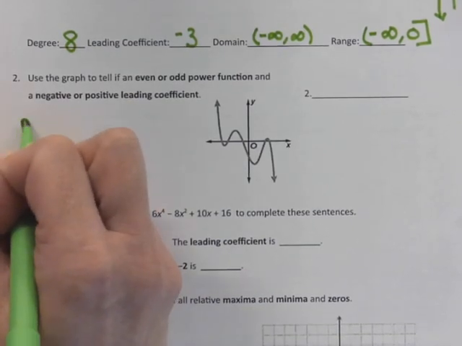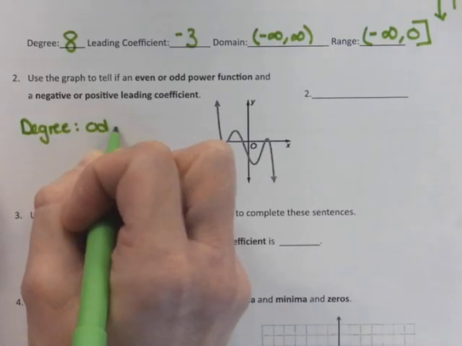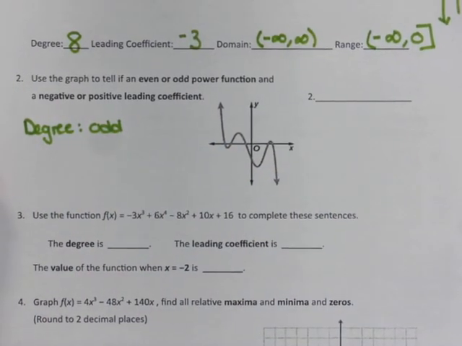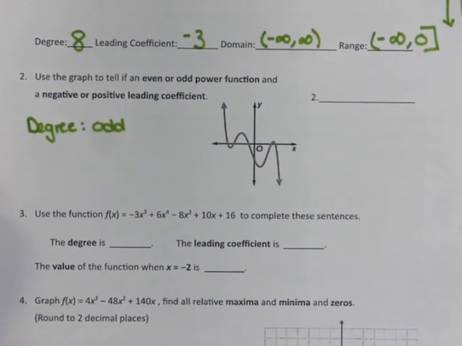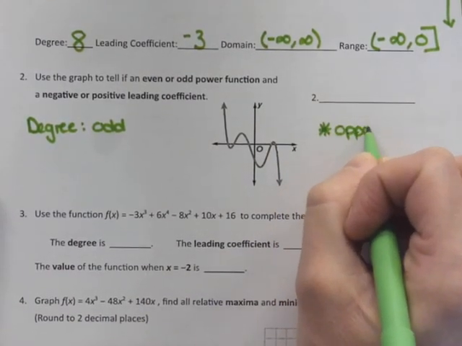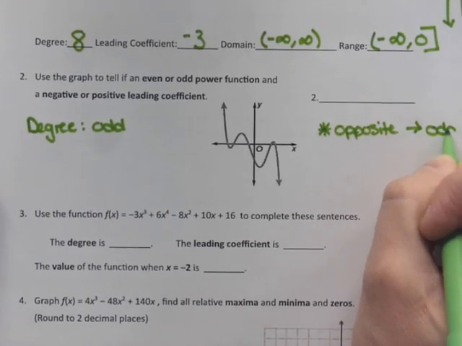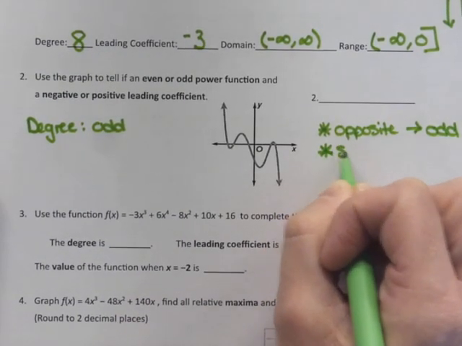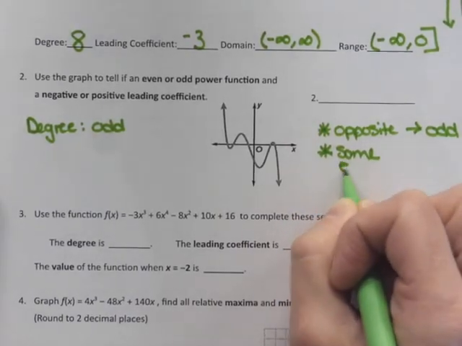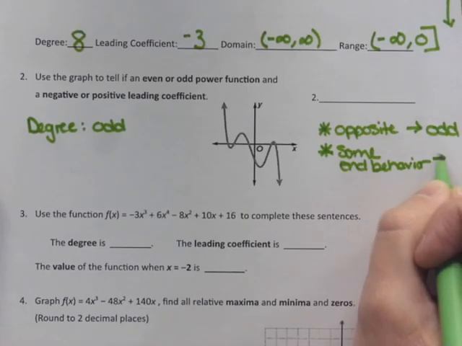What's your degree? Odd. So your degree is odd. So if your end behavior is doing opposite things, it's odd. So opposite goes along with an odd degree. The same end behavior means we have something that's even.